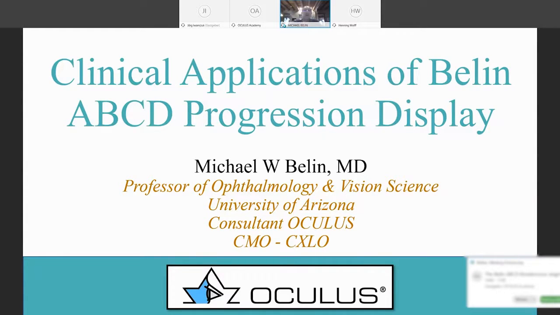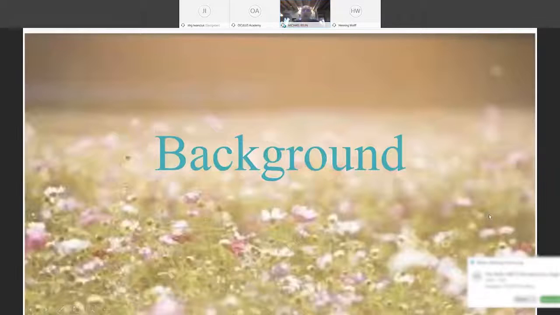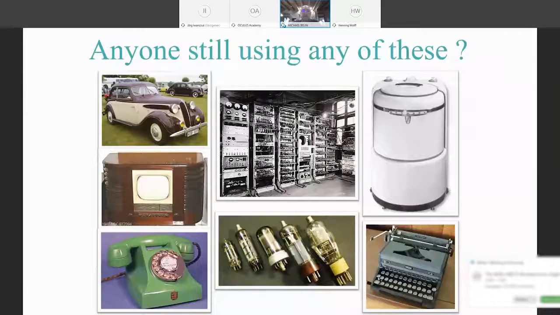So what we're going to be discussing today are the clinical applications of the ABCD progression display. And we're going to start off with a lot of background information, because in order to understand the progression display, you really need to understand what went into it and some of the earlier maps. And for some people, this may be redundant, but I think it's very important to go over the background information.